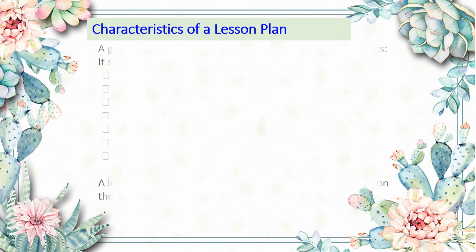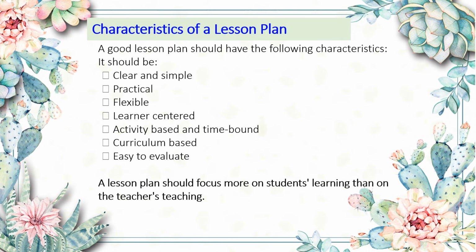Now, what makes a lesson plan effective? Or what are the characteristics of a lesson plan? A good lesson plan should be clear and simple, practical, flexible, learner-centered, activity-based and time-bound, curriculum-based, and easy to evaluate. So a lesson plan should focus more on students' learning than on teachers' teaching.